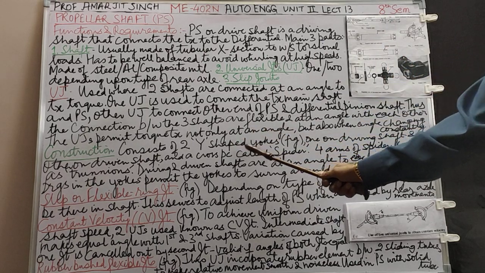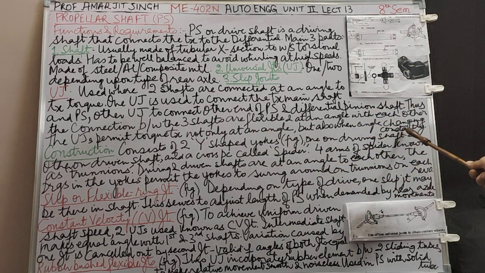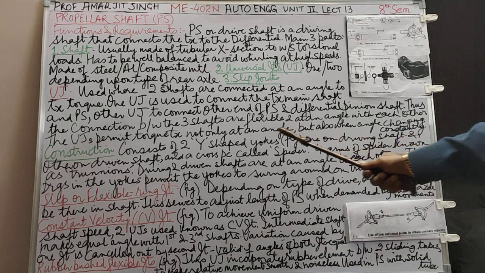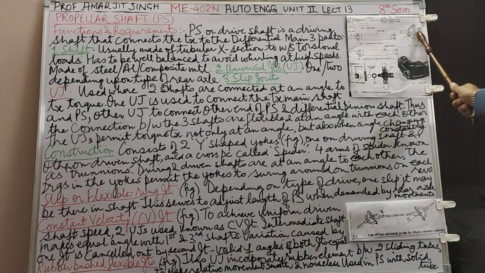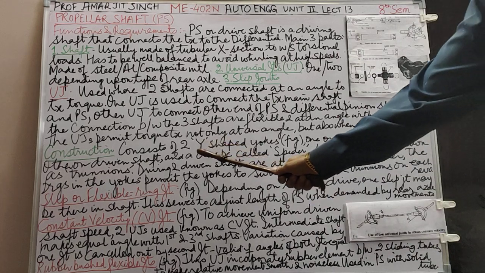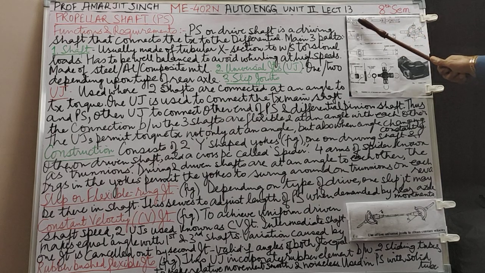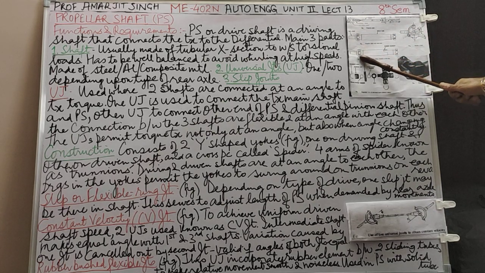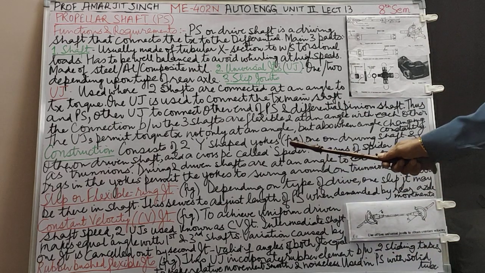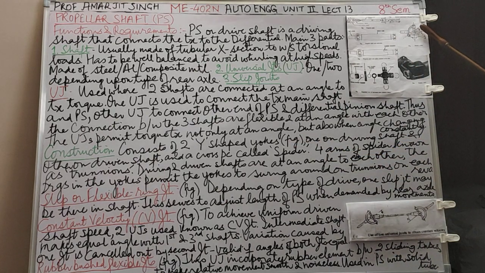Y-shaped yokes. One on the driving shaft and the other on the driven shaft. And a cross piece in between. This is a cross piece. Here it's also shown in a bigger exploded view. This is the best view, and a cross piece called the spider. So this is a spider.